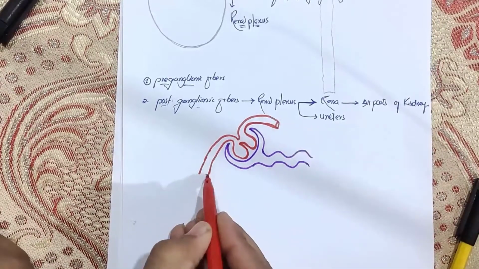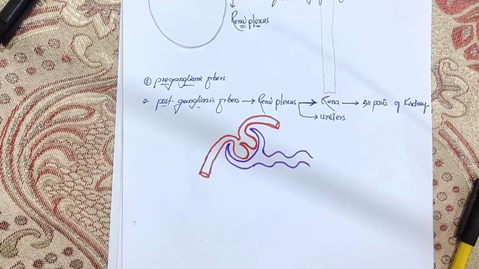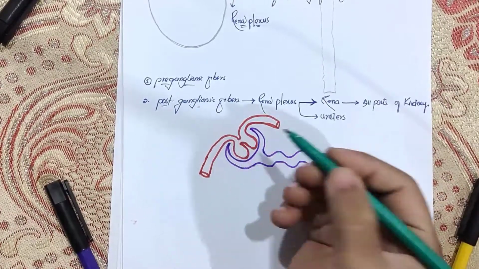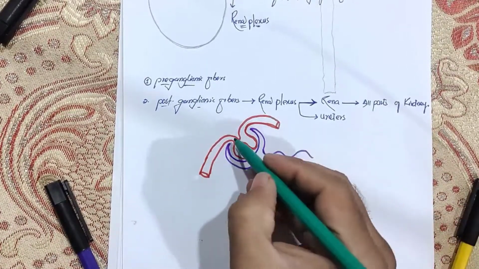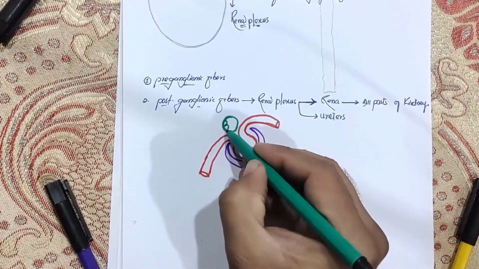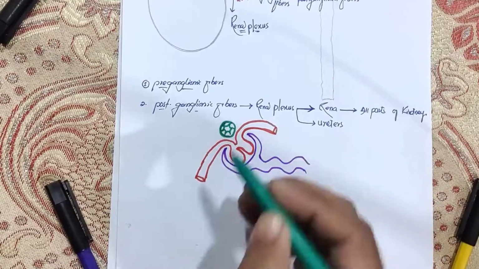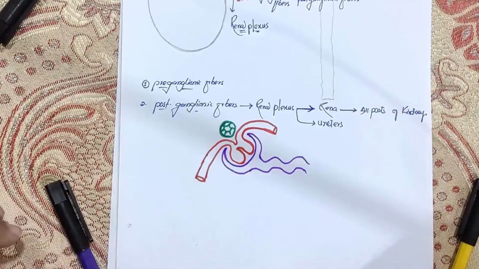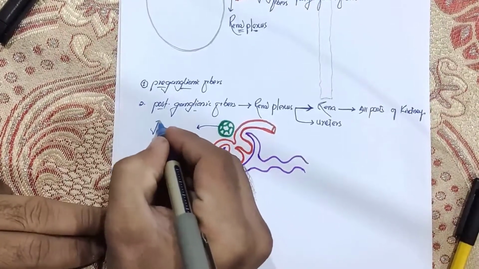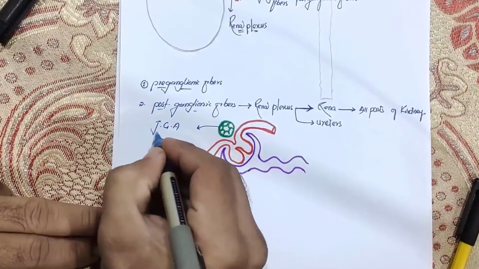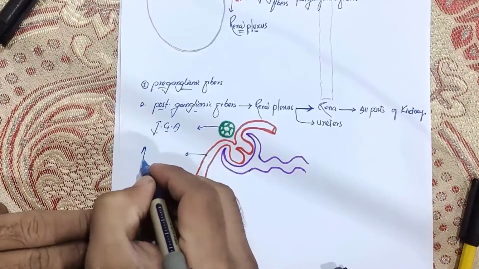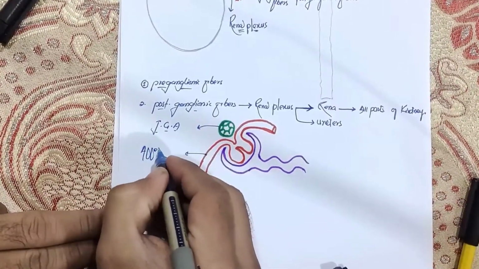Okay, now the next important thing that we should not forget is those cells which are called the juxtaglomerular cells. You remember juxtaglomerular cells, the important group of cells which secrete an important hormone, renin hormone, right? This is called the JGA, juxtaglomerular apparatus. Okay friends, this is the afferent arteriole, this is the efferent arteriole, right?